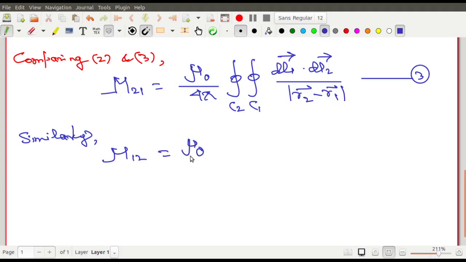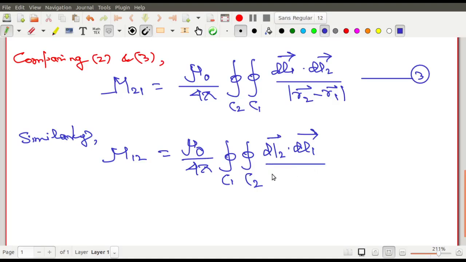To get M12, what do we have to do? We have to interchange 1 and 2. If you interchange 1 and 2, what will happen? I interchanged this C1 and this C2, and then it gives you dl2 dot dl1 divided by mod of r1 minus r2, right? So you see what I did: I have just interchanged between 1 and 2. I have done nothing else.